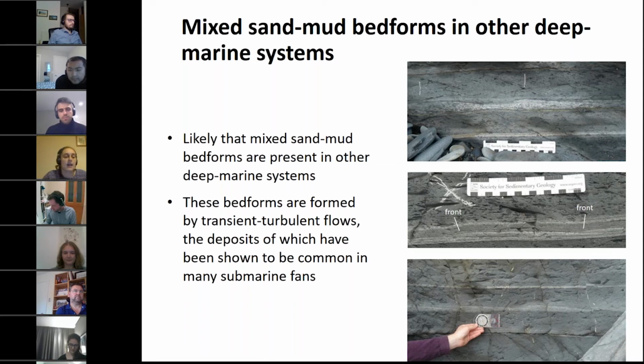So I focus very much on the Aberystwyth Grits Group and the Borth Mudstone Formation, but I'd like to quickly say that we really think it's likely that mixed sand mud bedforms are present in other deep marine systems as well. The reason for that is that these bedforms are formed by these transient turbulent flows, and we know the deposits of these types of flows are really common in many submarine fans.